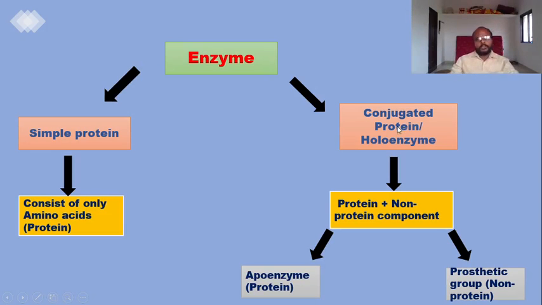So the conjugated protein or the holoenzyme consists of a protein component as well as a non-protein component. The protein component of the conjugated protein is called the apoenzyme, and the non-protein component of the holoenzyme or conjugated protein is called the prosthetic group. So the prosthetic group is considered a non-protein component. That means the conjugated protein has the apoenzyme and the prosthetic group. The apoenzyme is the protein component and the prosthetic group is the non-protein component.